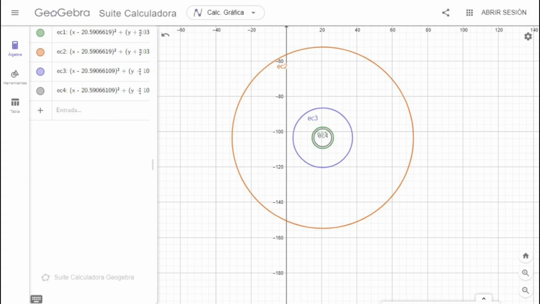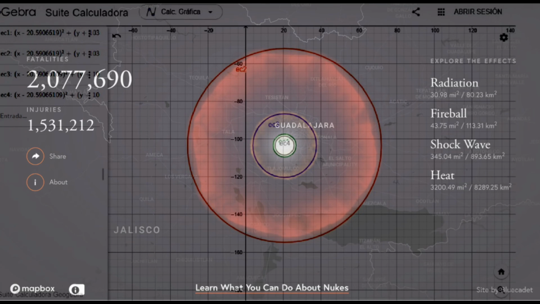I entered all of my final equations in GeoGebra, and as you can see, the results agree with the simulation.